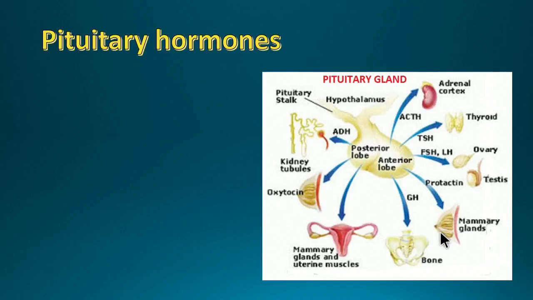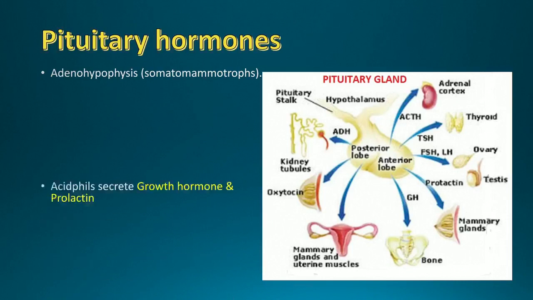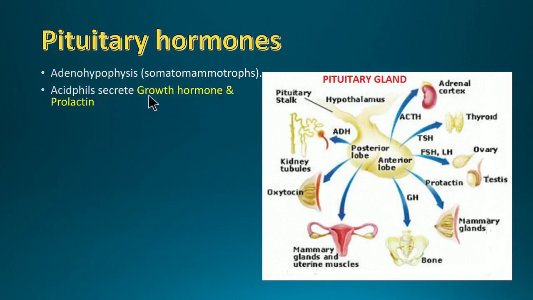So hormones are more of a physiology topic, so I will just give a quick account of the hormones. Adenohypophysis mainly secretes through somatotrophs and mammotrophs. So acidophils secrete the growth hormone, mainly responsible for the growth of the epiphyseal plate of cartilage, that is, for the growth of the bones. Prolactin is mainly for the development of the mammary gland, especially during pregnancy.